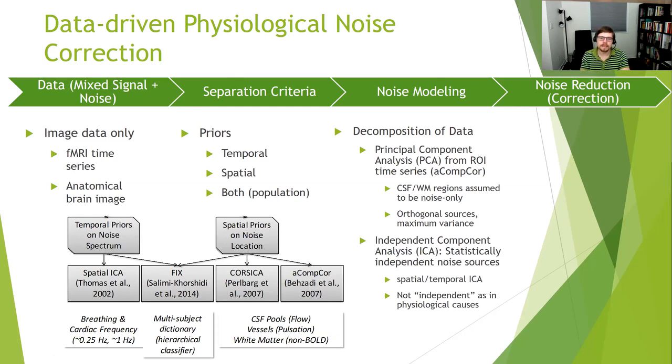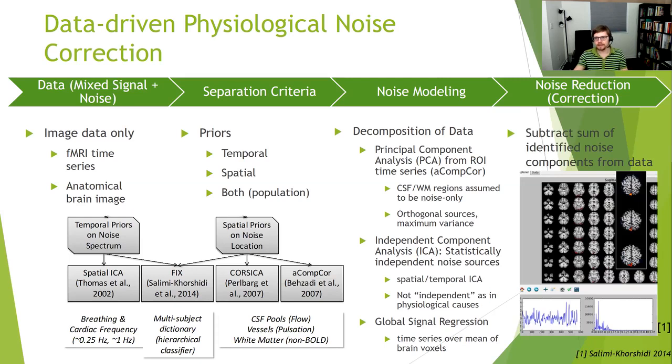The second one is independent component analysis. Here we assume that the noise sources are statistically independent, either spatially or temporally, which doesn't necessarily mean that they're independent in their physiological causes. So there can be several components that all relate to the cardiac cycle, for example. And there's global signal regression, which makes the least assumptions and just says that the mean over all brain voxels also gives you a time series, and that's basically noise and can be regressed out.